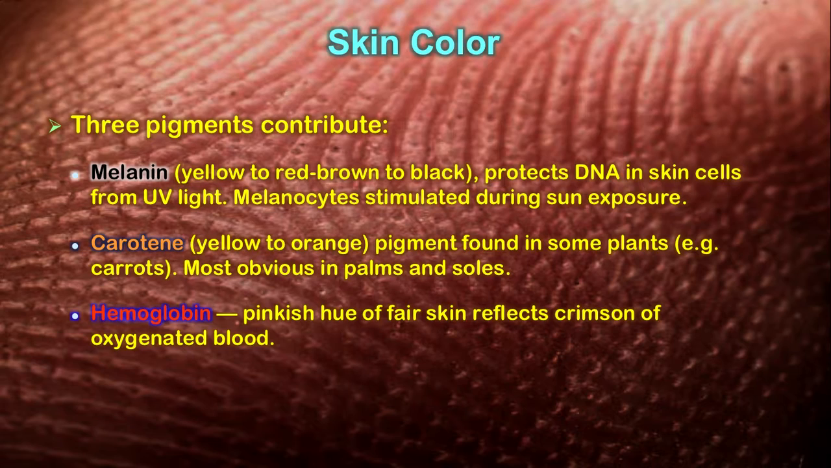Second is carotene. Carotene is a yellow to orange color. It's found in a lot of vegetables, like carrots. And if you eat enough of them, they will turn you orange.